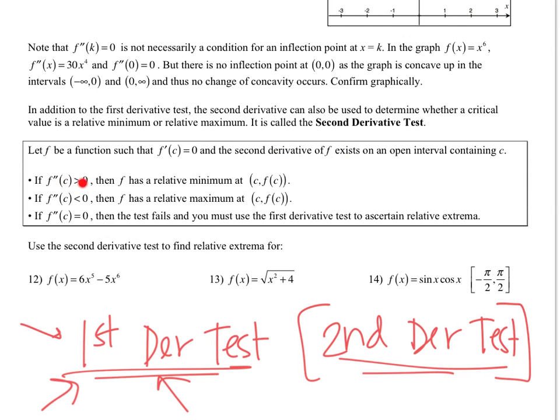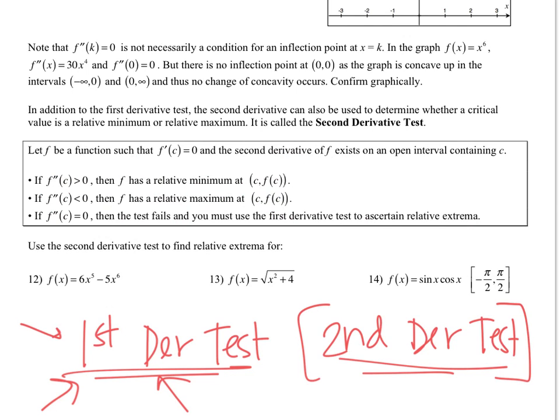If the second derivative at c is positive, then f has a relative minimum at c, f of c. If the second derivative at c is negative, then f has a relative maximum at c, f of c. And if the second derivative at c is equal to 0, then the test fails, and you must use the first derivative test to find relative extrema.